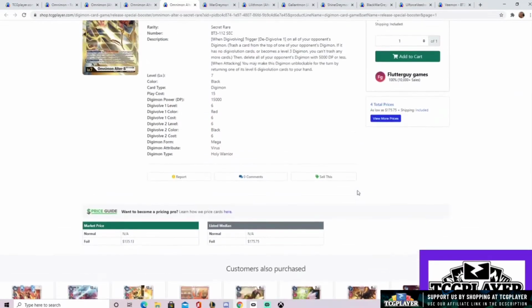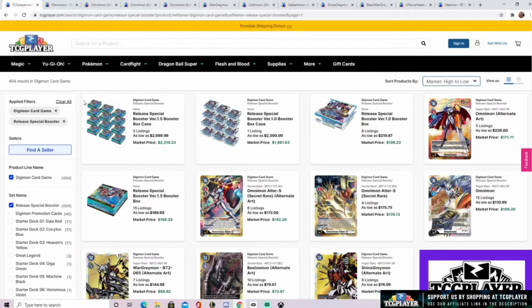And I know, again, these products are not the most readily available. If we look back here, a booster box for 1.5 is still $169. And then for 1.0, it's all the way up to $220 now. So I know these are still relatively difficult to find. Cases are $2,000, $2,500. So it's difficult to get, and I understand that. And I think it makes sense for the price point.